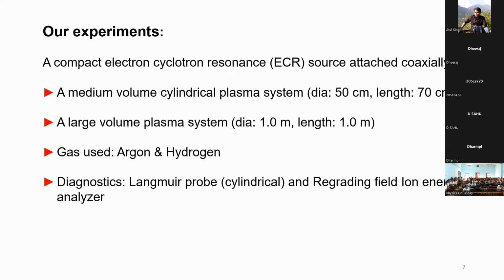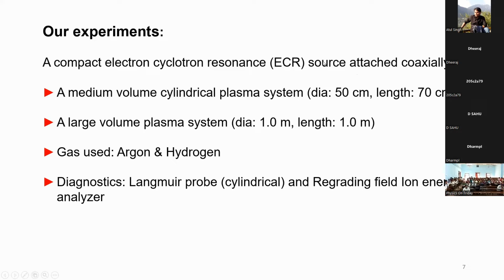Okay, so I will now go to our experiments. I will try to explain it in as easy a way as possible, right? We created plasma using an electron cyclotron resonance (ECR) discharge. We said this is a compact electron cyclotron resonance source. I have missed the E and the plasma here, so we call it CPS actually: compact electron cyclotron resonance plasma source, right?